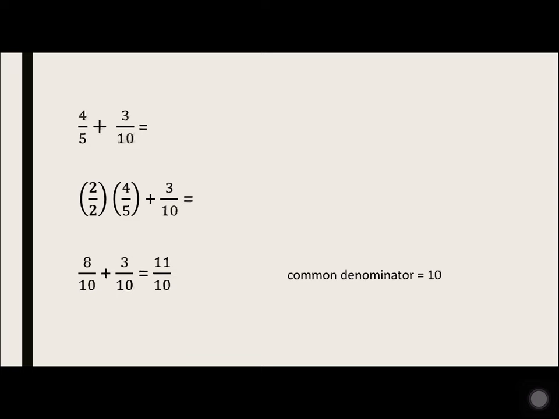4 over 5 plus 3 over 10. Now, you can use 50, but that's bigger than you need it. You can use a common denominator of 10 because 5 goes into 10. 5 goes into 10 2 times, so that means we're going to multiply 4 over 5 times 2 over 2. 4 times 2 is 8. 2 times 5 is 10. The right fraction was already over 10, so you don't have to do anything. 8 plus 3 equals 11 over 10.